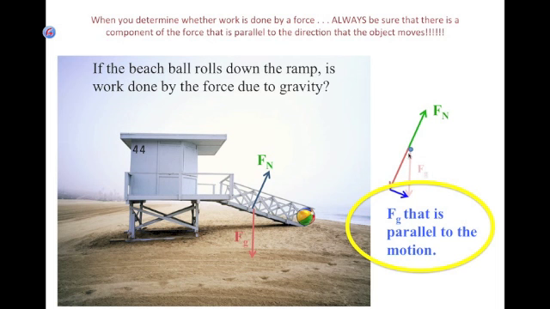If we take the weight of the object, which is this kind of grayed out Fg vector that's straight down right here that my cursor is going over, and make that the hypotenuse of a triangle and take the components of that vector that go into the ramp and go down the ramp, then the component of the weight that's parallel to the motion, or in other words, the component of the weight that's acting down the ramp, that's the part of the weight that could be used to determine the work done.